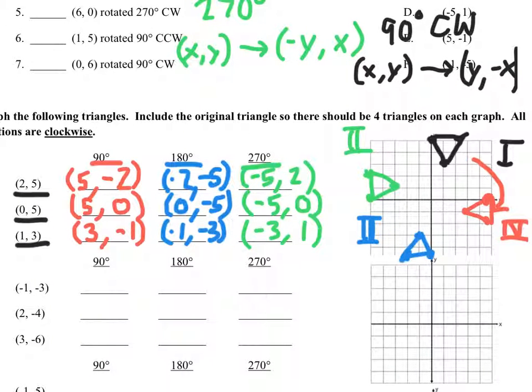Now we have plotted all 4 triangles. We've rotated the first original triangle 90 degrees, which is the red, 180 degrees, which is the blue, and 270 degrees, which is the green.